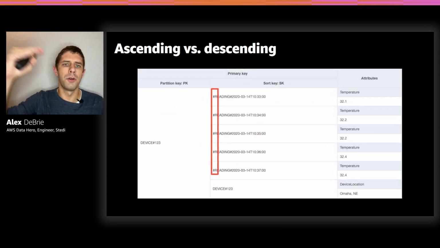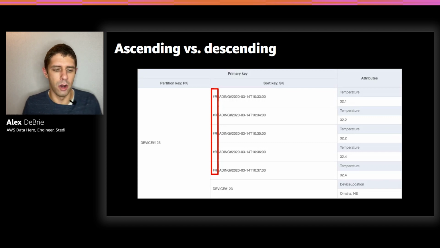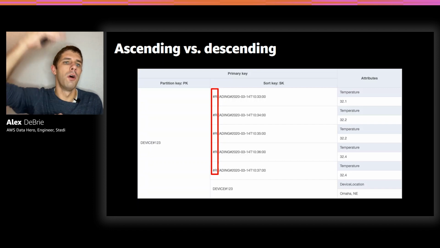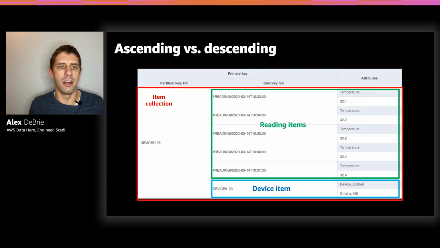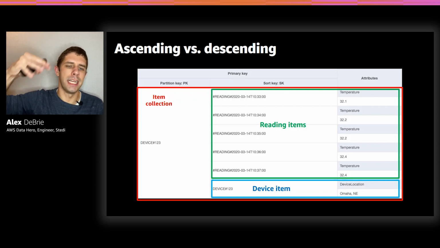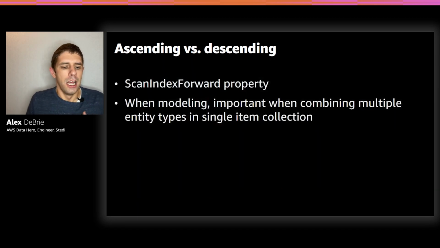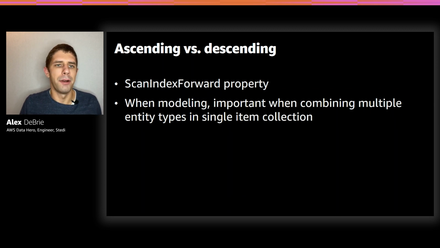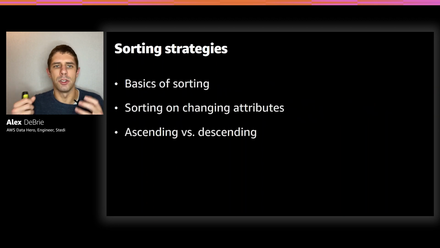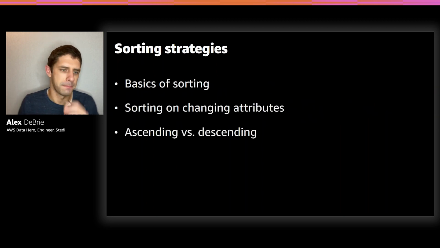Instead, we're going to locate that device item at the bottom of our item collection. So what we've done here, we've added this little hash prefix to all of our reading items so that they go above our device item in our item collection there. Now, when we do a query, we're going to do scan index forward equals false. It's going to start at the bottom of our item collection, scoop up that device item, scoop up the most recent readings for us, and return those so that we get the freshest data there. So make sure when you're doing this, you use that scan index forward property, true or false, to get the most recent items or to read accordingly.